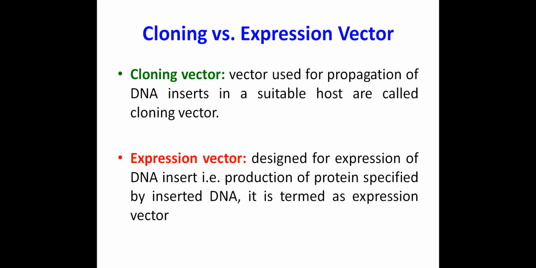Okay, so the vector which carries your gene of interest, when it is transformed into the host cell, after replication you will get multiple copies of that recombinant vector. That is the cloning vector. Another one is the expression vector.